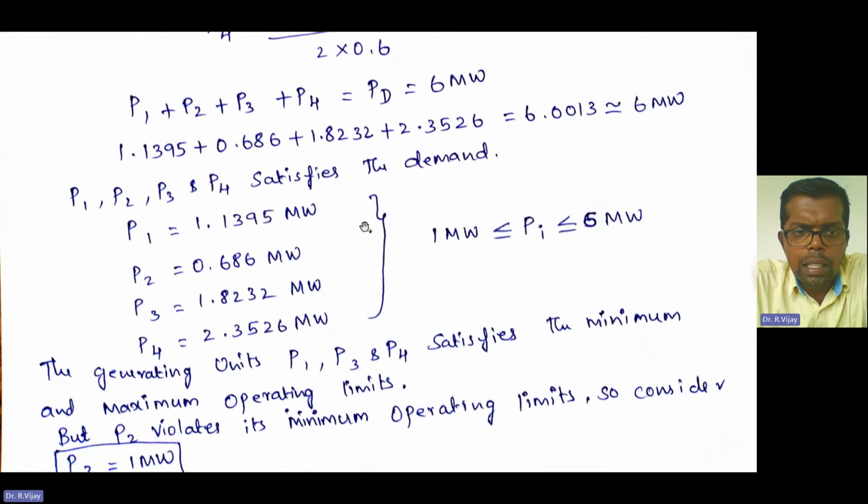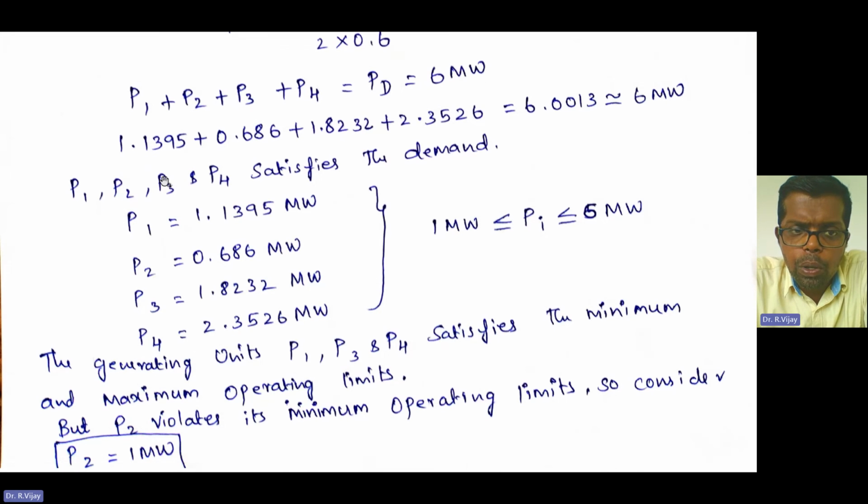Because even though you calculated P1, P2, P3, the limit is not satisfied, no? Some students will stop up to here, so they will get only 2 marks or 1 mark, based on the evaluator. So what you need to do is calculate all the generating units such that they are within the minimum and maximum operating limits also. So you need to further proceed.